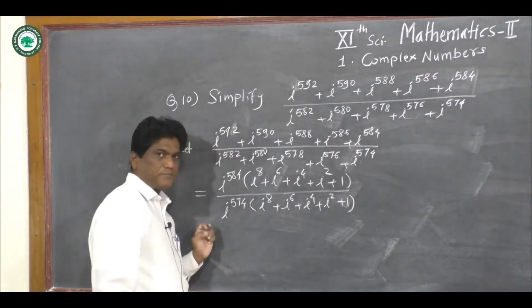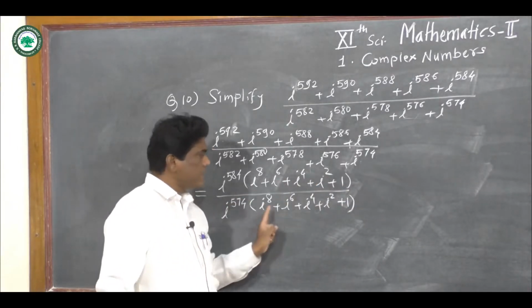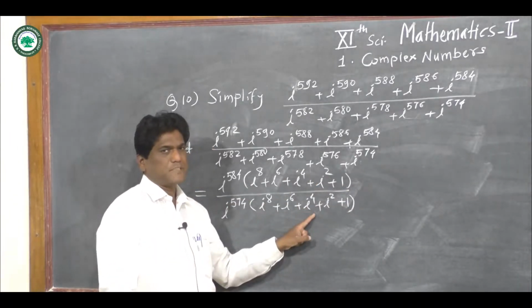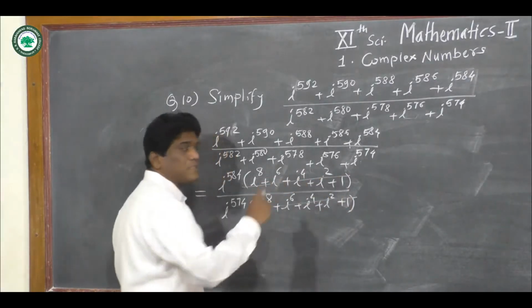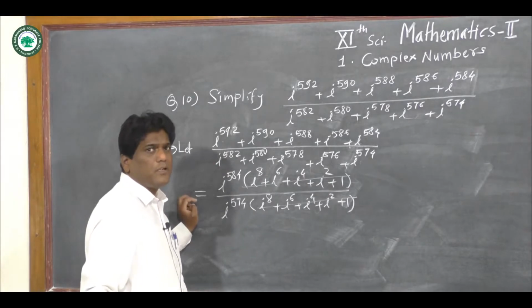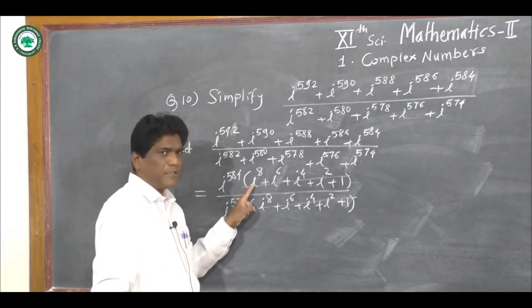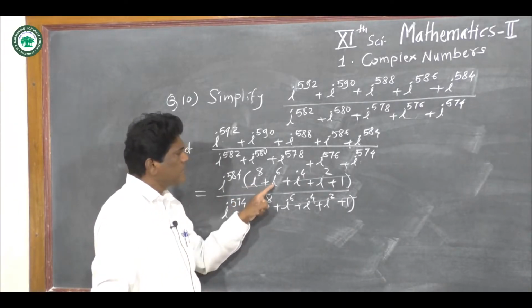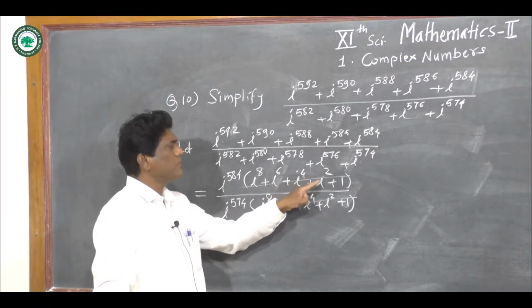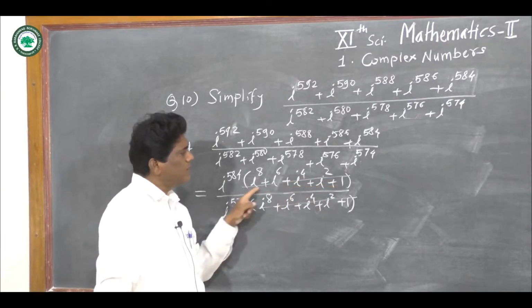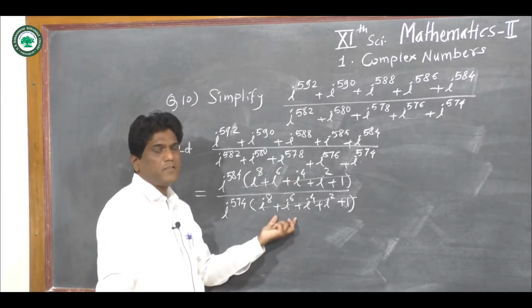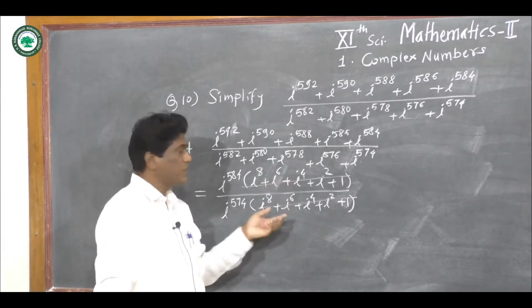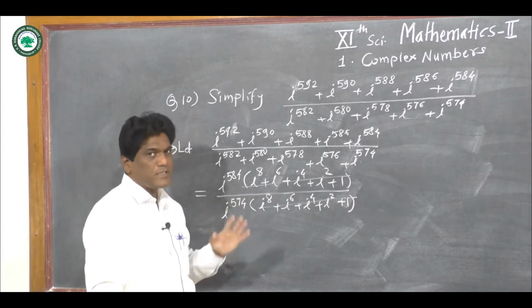Now observe that this bracket and this bracket are the same, so we cancel the bracket. Whatever the value of i^8 + i^6 + i^4 + i^2 + 1 may be, it is the same in both, so we cancel it without calculating, because it is in multiplication.